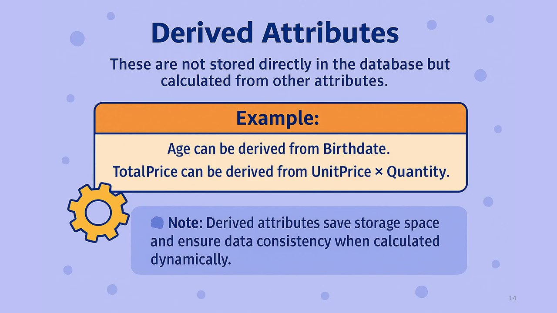So it's better to write the birth date, and the age will be calculated automatically from the birth date. And this attribute can be called the derived attribute. Okay, another example. Total price can be derived from unit price multiplied by the quantity. So these are derived attributes.